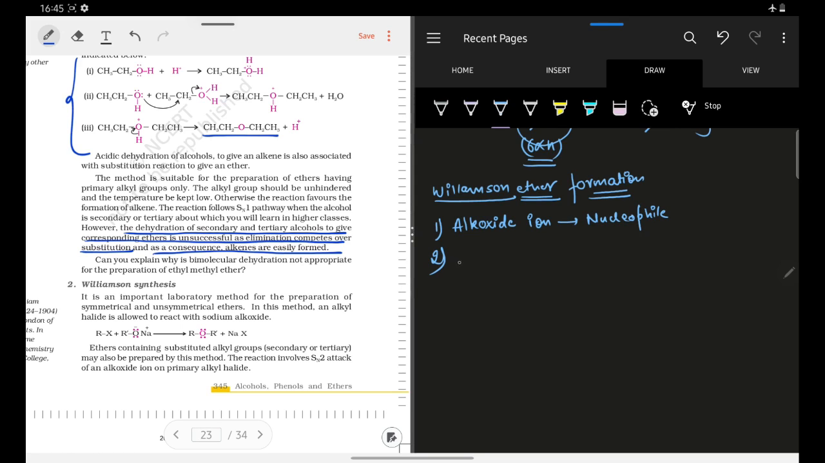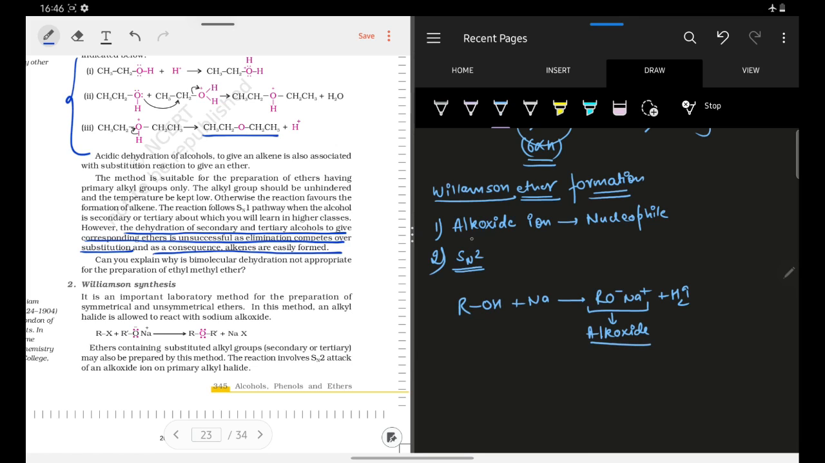The second point that you have to remember is that this reaction is an SN2 reaction. Williamson ether formation will occur through SN2 reaction. This much we have to remember. Suppose I have an alcohol, and I treat it with sodium. What will happen? It will lead to the formation of RO minus Na plus and H2. Hydrogen gas will be released. This is sodium alkoxide. So I have formed my alkoxide.